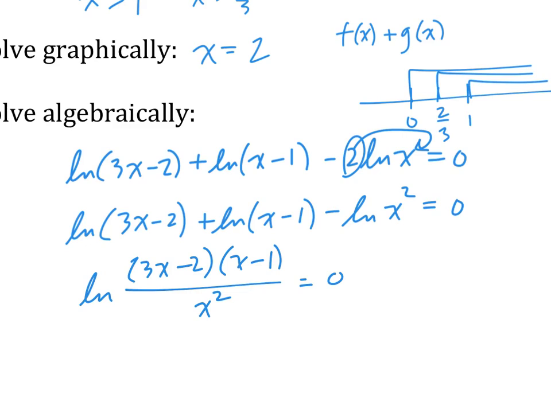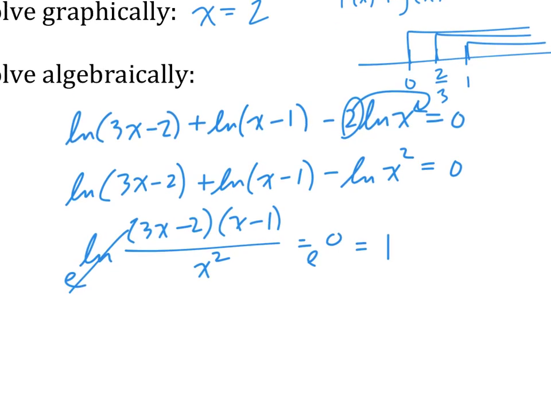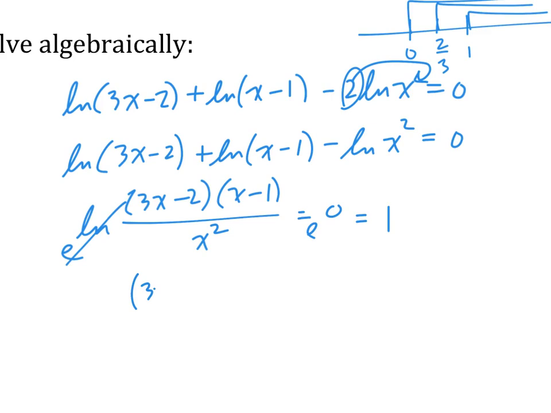Before FOIL, we have to get rid of the natural log. How do we do that? Yes, raise by e. That's gone. e to the 0 is what? 1. Yes, 1. Please don't put 0. Okay, now this is just a very simple problem of a rational function, which you did last chapter.